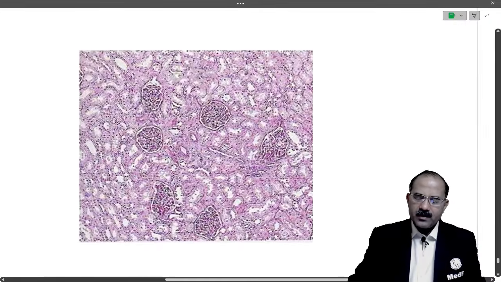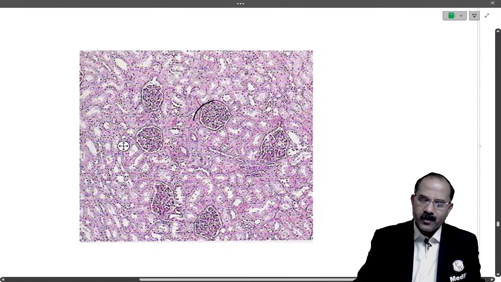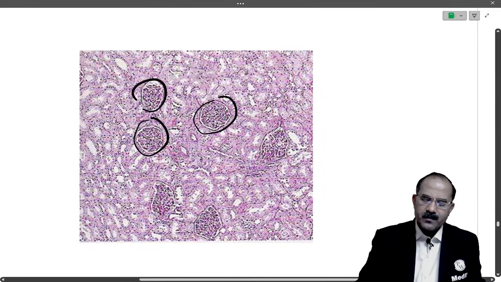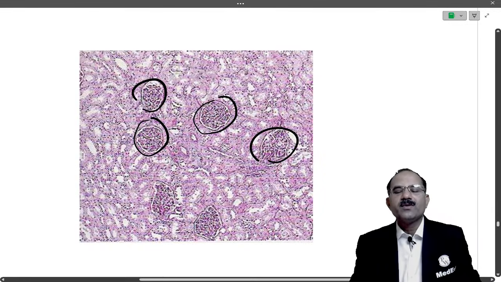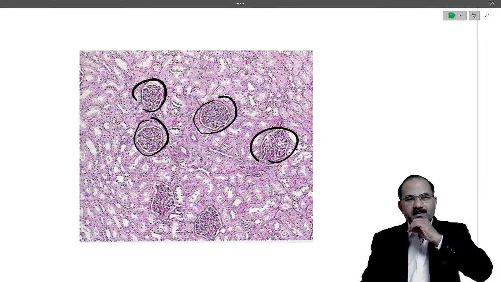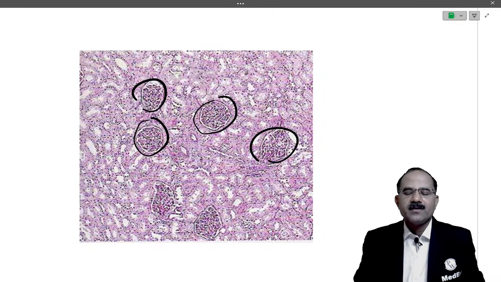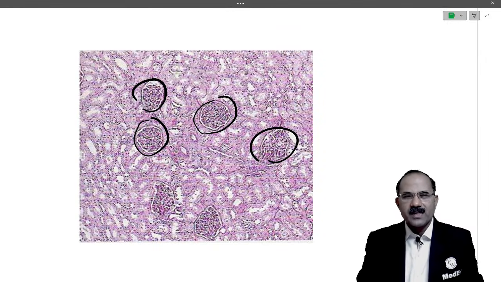Okay. Another very easy slide. The moment I look into the slide, I find such structures here. This is the Bowman's capsule. Then there will be a cortex, the medulla. You have a PCT, DCT, the loop of Henle. Right. So this is a slide of kidney. The kidney is a very easy slide to identify.